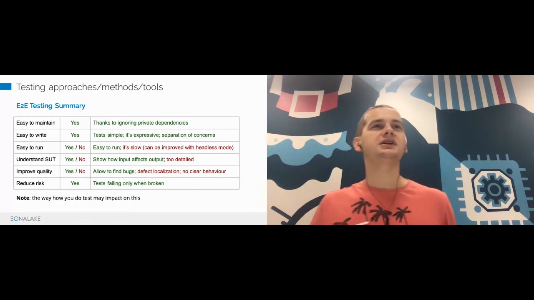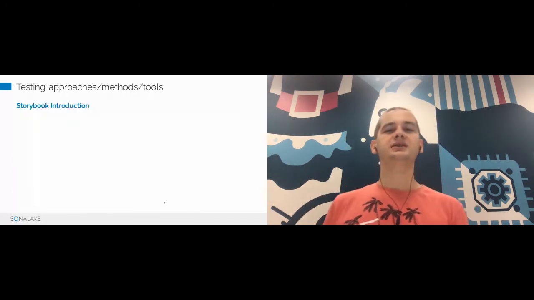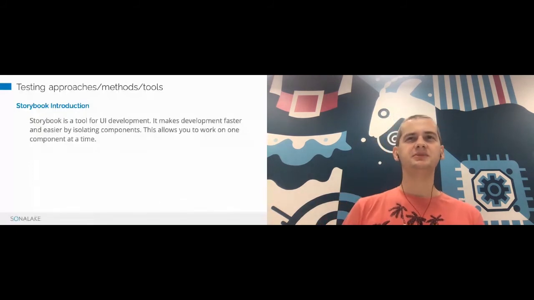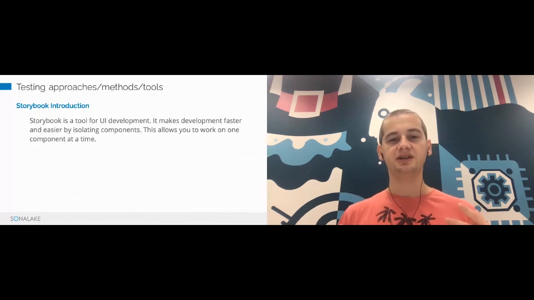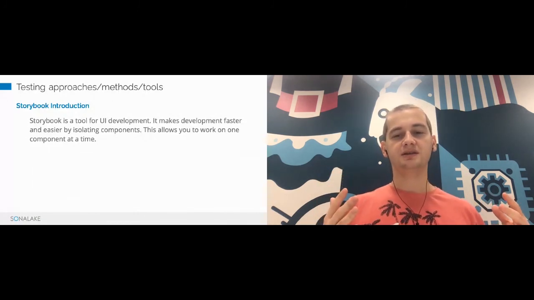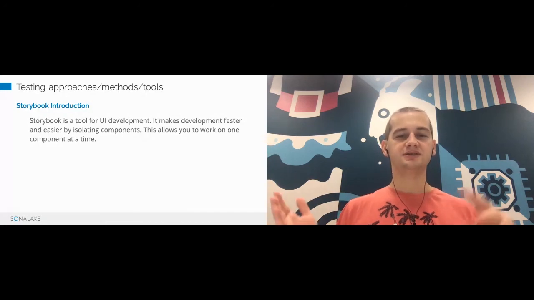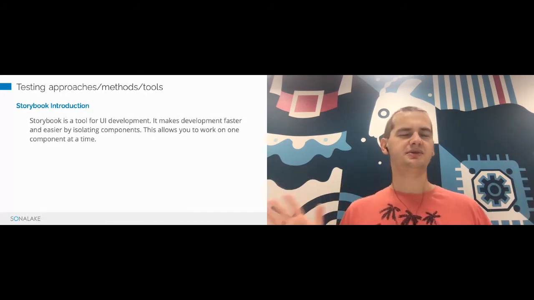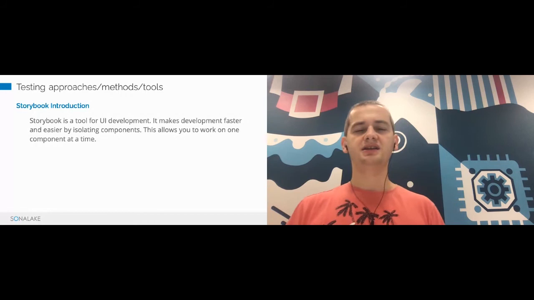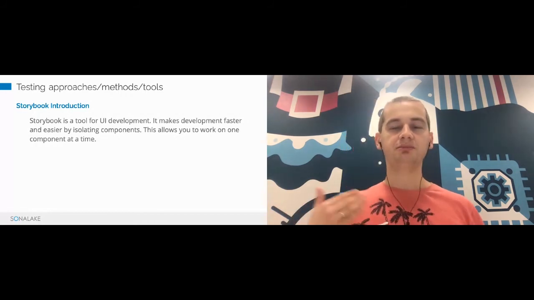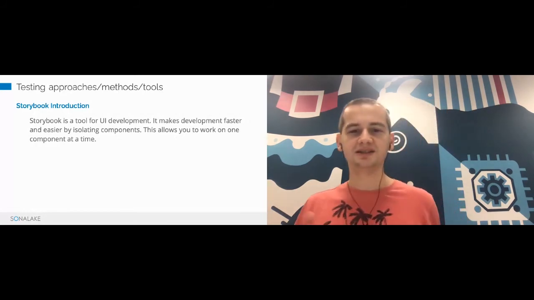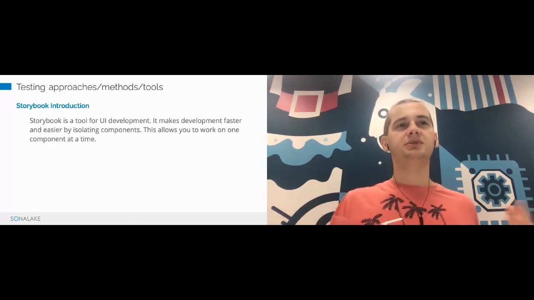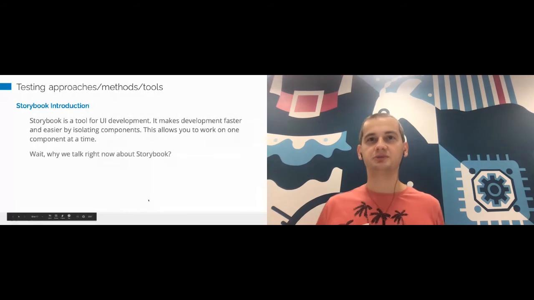Right now, I want to talk a little bit about Storybook. I don't know if any of you know what it is. Storybook is a tool for UI development. It makes development faster and easier by isolating components. We can actually run separate components on separate screens, like separate applications. And it's also very good if you want to do some manual testing on the component level. You would definitely go for Storybook. That's a nice tool. But wait, why do we even talk about Storybook here?